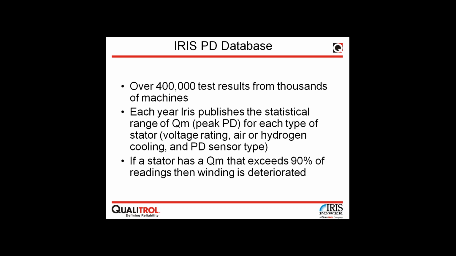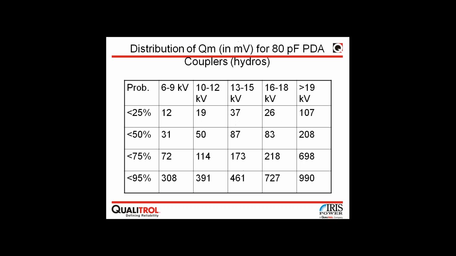So the IRIS PD database has more than 400 test results, and it's collected from more than 10,000 machines. And each year we publish the distribution of the QM. QM is one of the parameters used to describe the condition of the machine. And we recommend that if QM exceeds 90% of our statistical database reading, then some other tests should be taken or the machine should be visually inspected to find out what is the degree of deterioration.